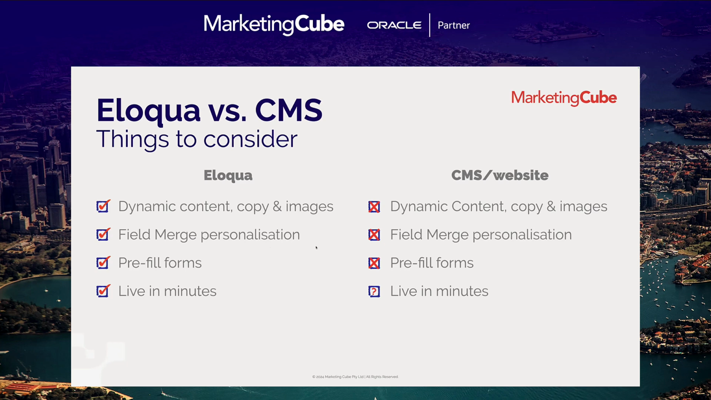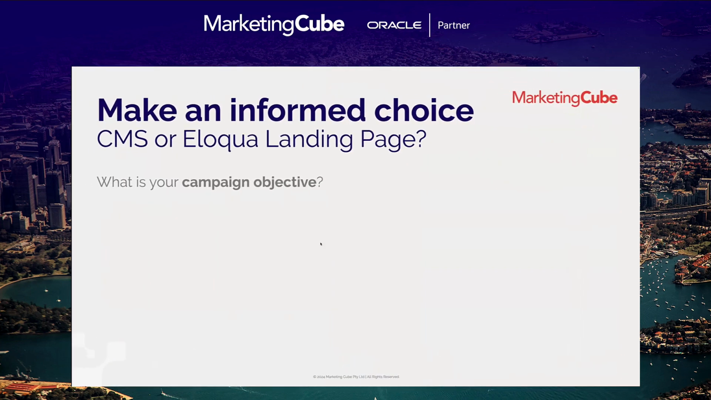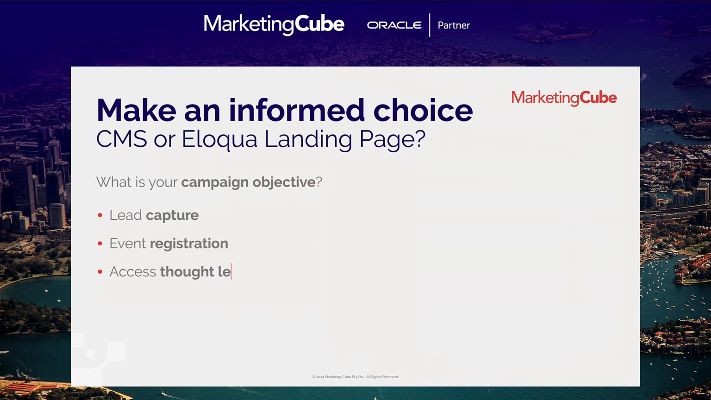So there would certainly be some questions or things to consider in the context of your campaign that might make it easier to determine which one. Should we be using Eloqua or should we be using the CMS? To make it more of an informed decision, let's look at the types of campaigns that you're running that might also be good candidates for the Eloqua landing pages.